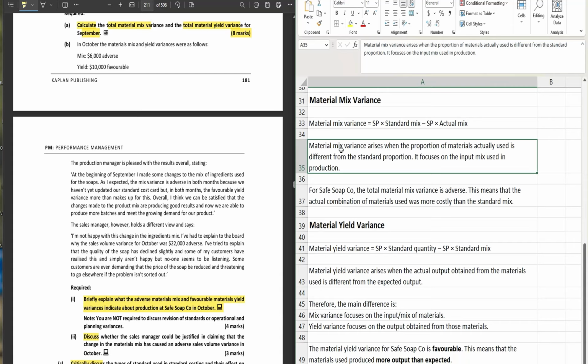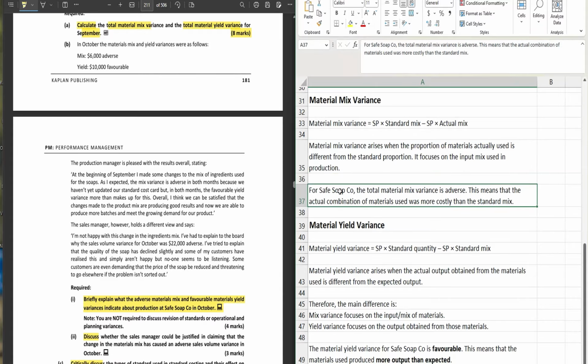So material mix variance arises when the proportion of actual used is different from what we have decided earlier. So basically it's focused on the input mix used in the production. As I said, when we change the proportion we decided earlier because of the cost issue, because there are different kinds of material being used, some of them will be expensive, some of them will be cheaper. So if I use more cheaper material and less expensive material, my overall cost will be lower. Initially it looks like I have saved the cost but actually it is not. Okay, so in that case mix variance will definitely come.